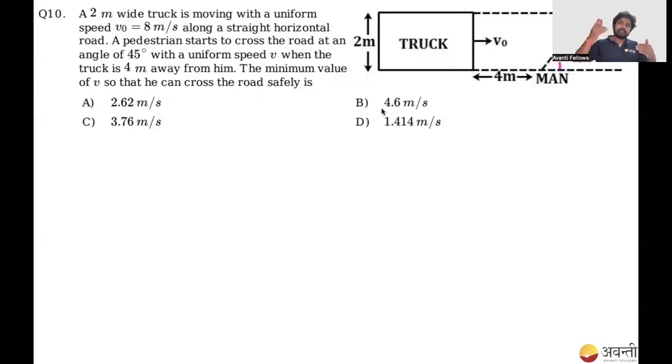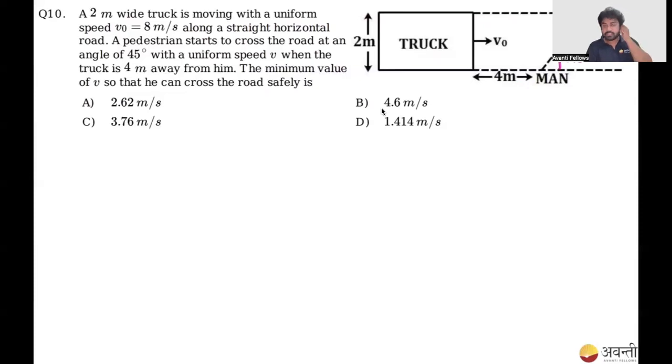It will be the condition when the pedestrian has crossed the road and at the same point, the truck's upper portion will cross that point. What I'm saying again, for calculating the minimum value of V, we should assume that when the man just crossed the road, the truck just passed from him, or the upper point of the truck just passed from him. So that condition we will be using in this question.